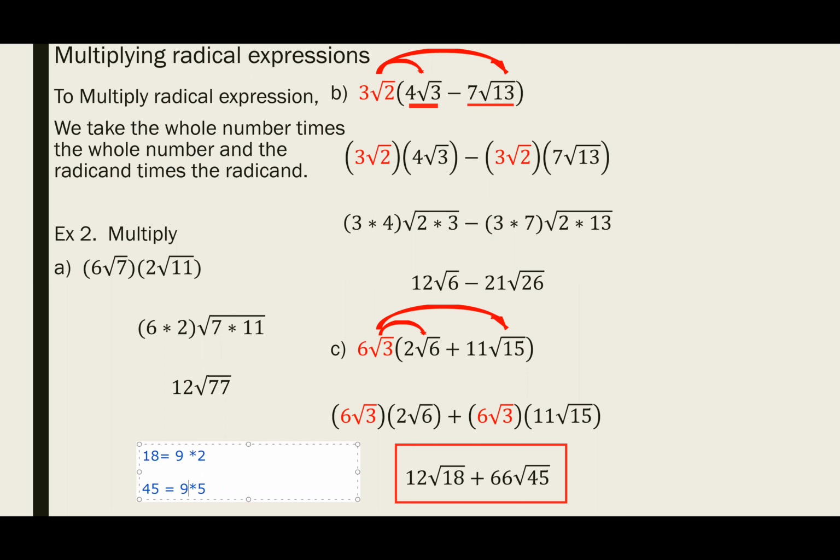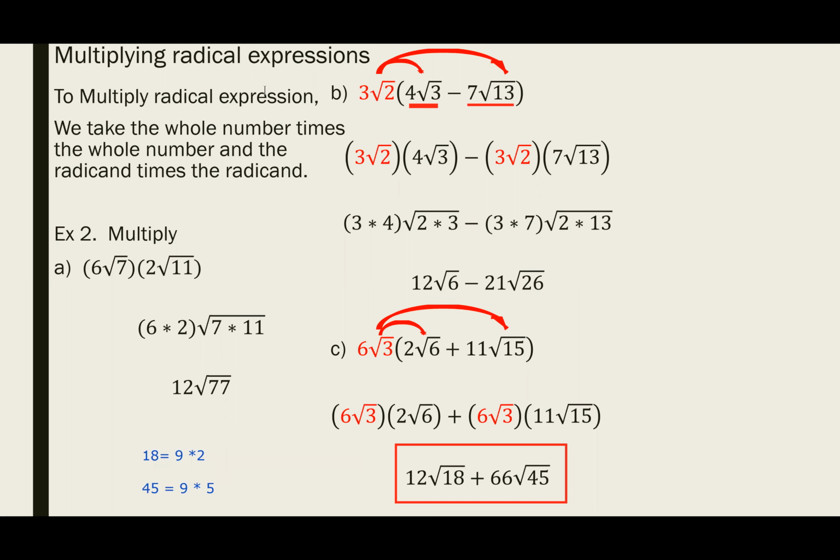And hopefully you see that 18 is the same as 9 times 2. Why am I using 9 times 2? Because 9 is a perfect square. And 45 is 9 times 5. Why am I using 9? Because 9 is a perfect square.